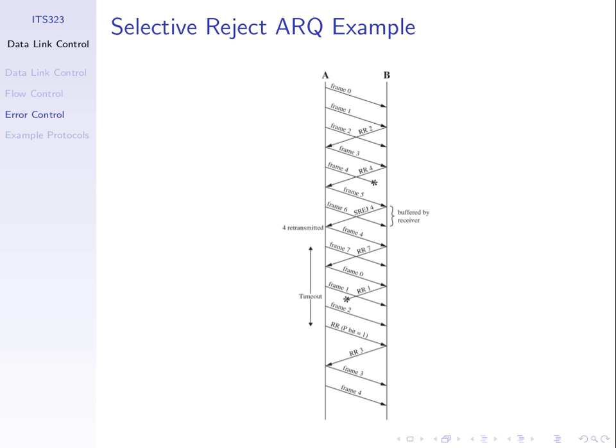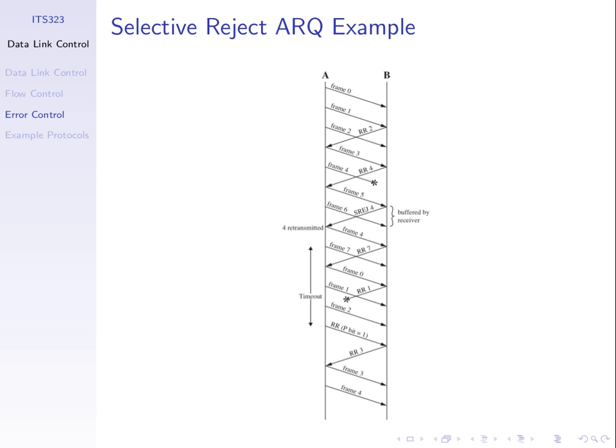Sends back this negative ACK saying, please resend 4. Here. It stores 5 and 6 for future use. A receives the selective reject message and retransmits 4. And then moves on to the next frame after 6, so 7, 0, 1.